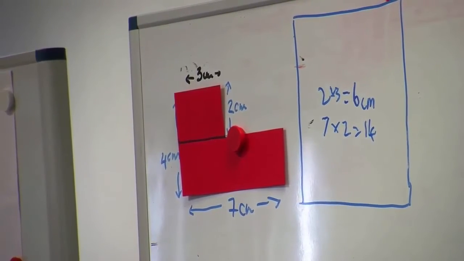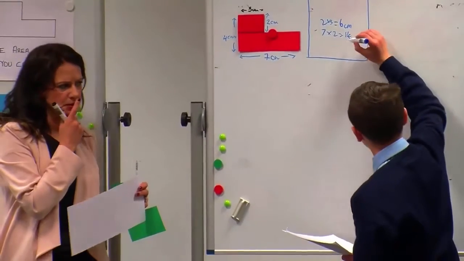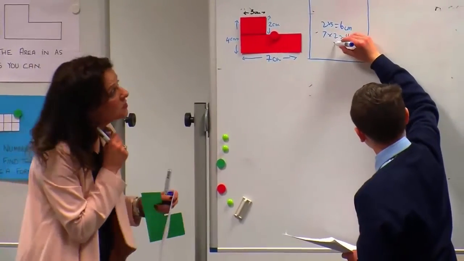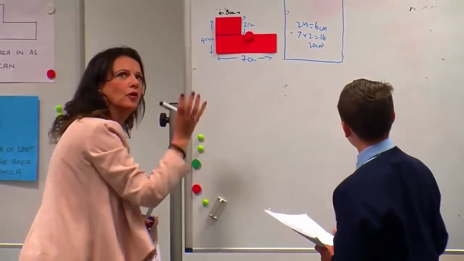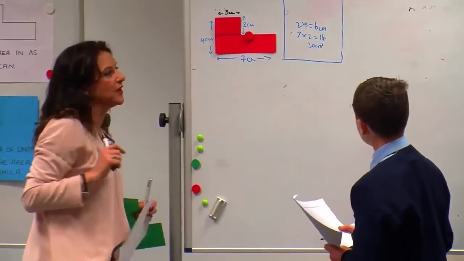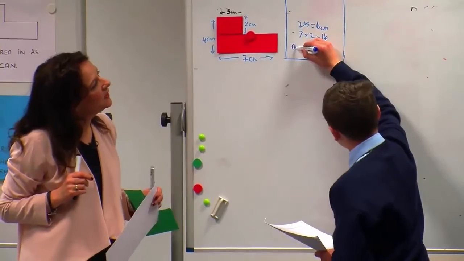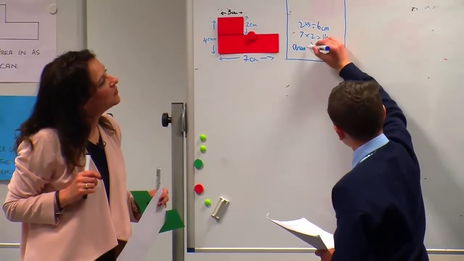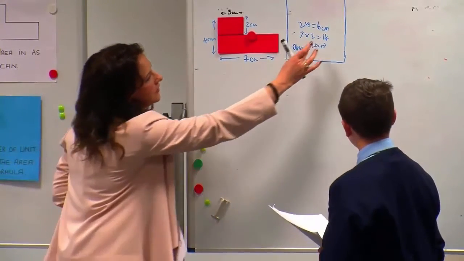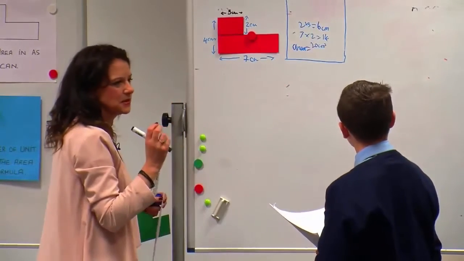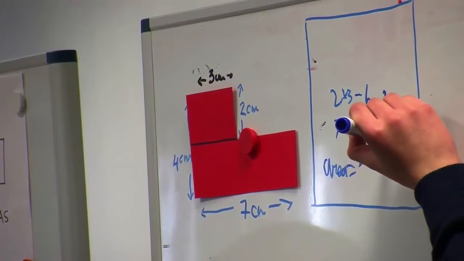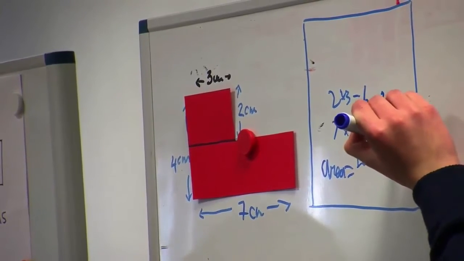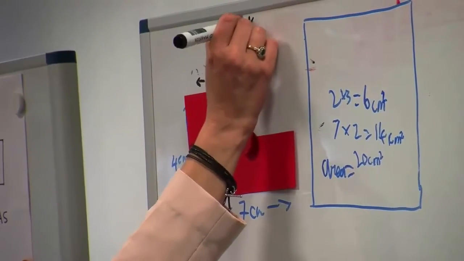Now 20 what? Centimetres. Is it centimetres? Centimetres squared. Yeah, centimetres squared. So, and what was that again? That was your area. So do you want to put that in there so we can see? Area equals, okay. So then this would have been written as 6 centimetres squared. Good man. So we can fill that in. And 14. Excellent.